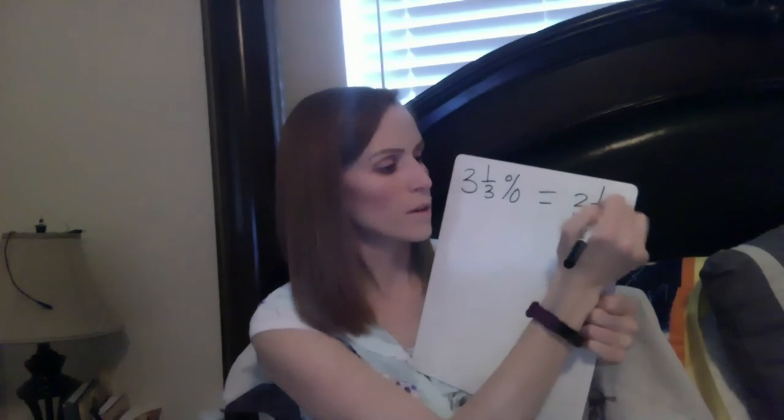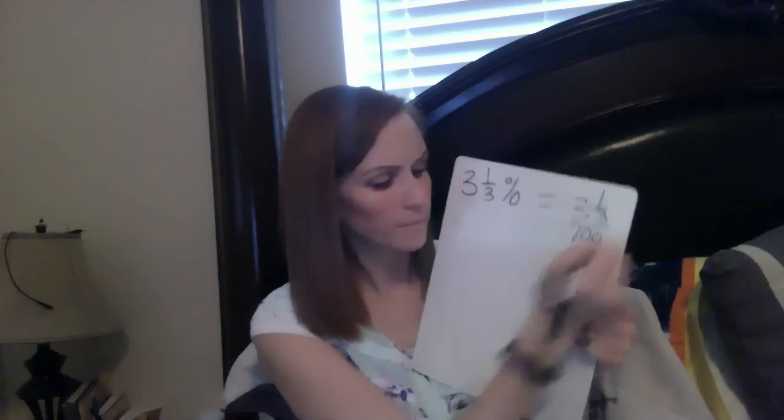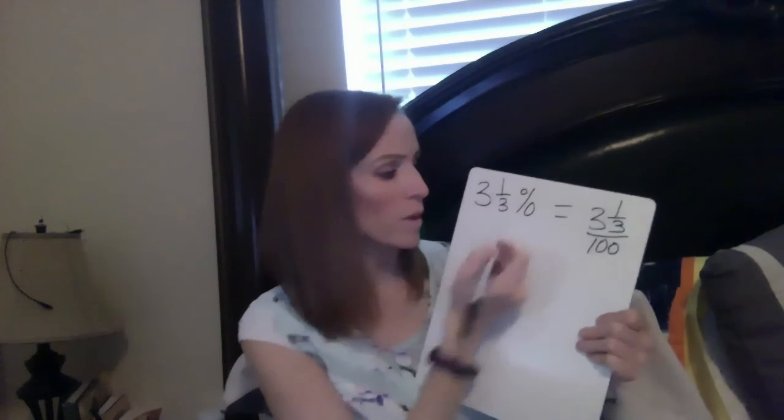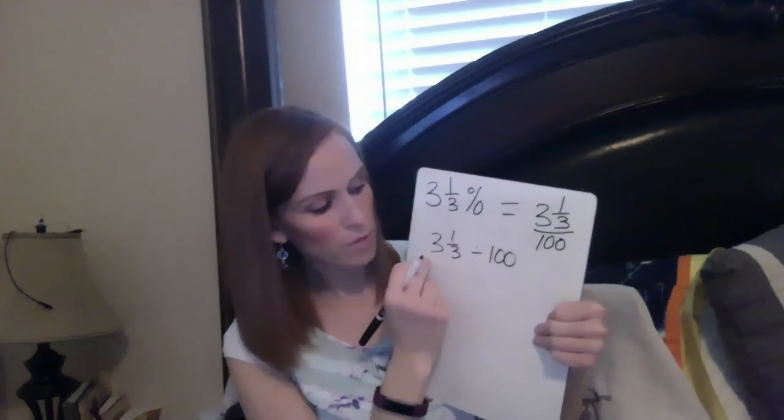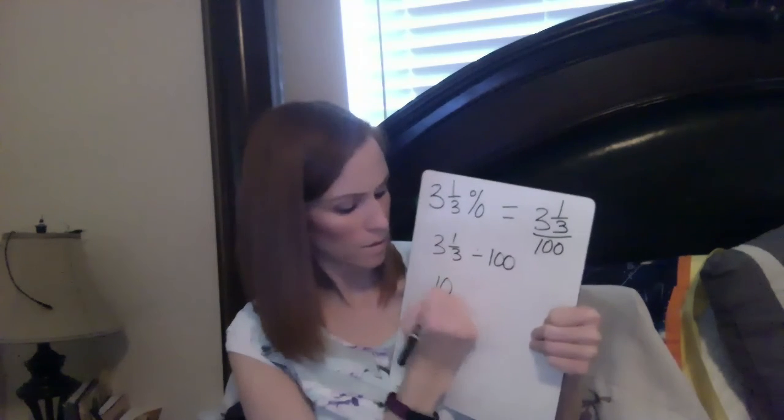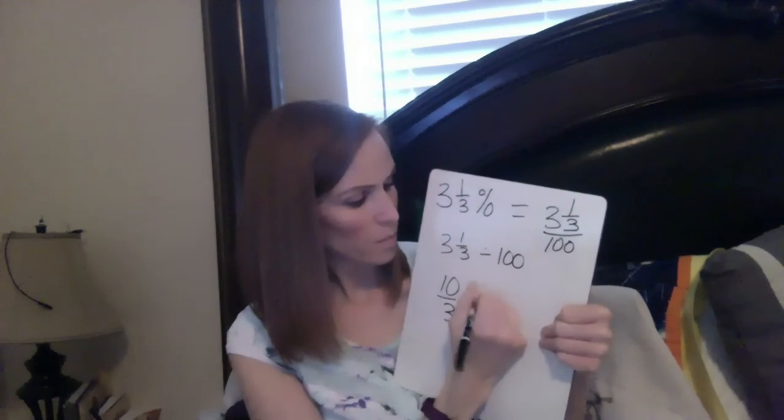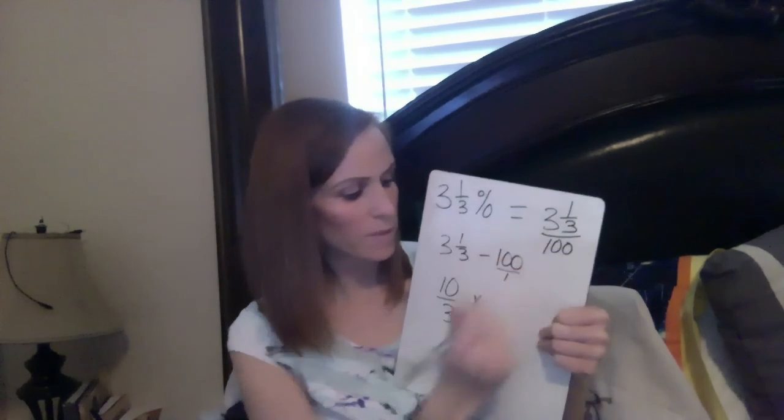Now they want us to convert 3 1/3% to a fraction. So this is like saying 3 1/3 over 100, which means 3 1/3 divided by 100. We have to turn this into an improper fraction. 3 times 3 is 9 plus 1 is 10. And then we multiply that because we know that we have to flip the reciprocal.